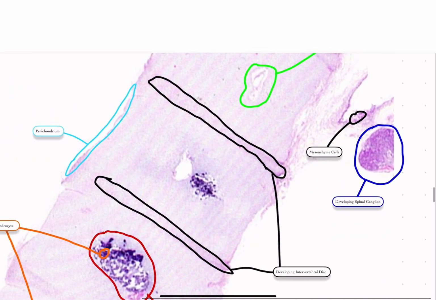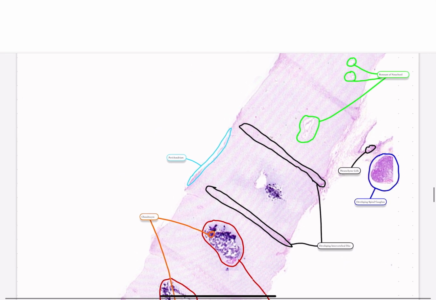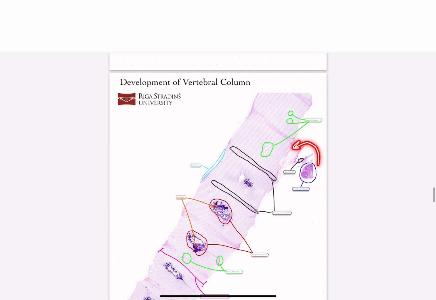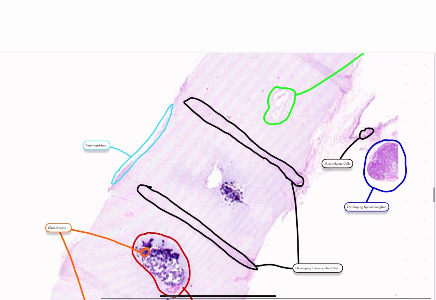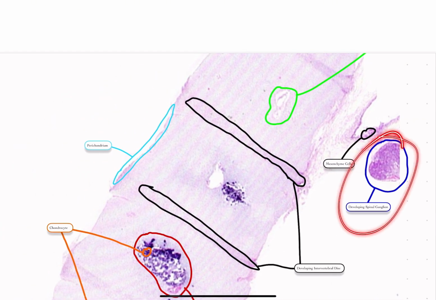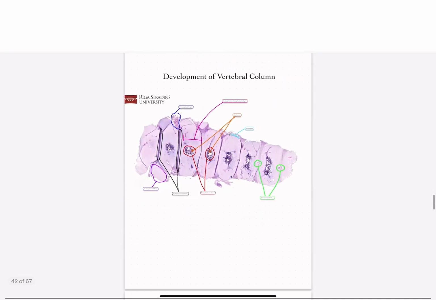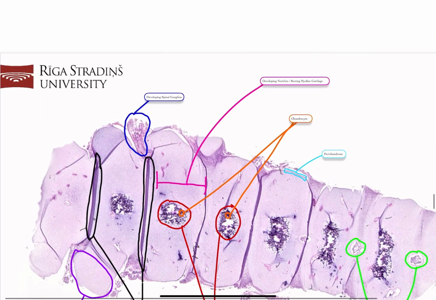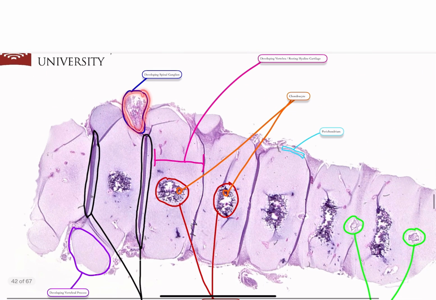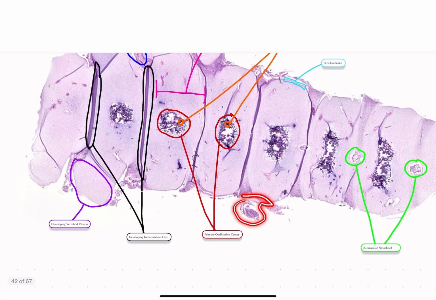We can also see it here. We don't see the lower half, but definitely if you see something that appears this round in shape and purple next to the vertebral column, 9 out of 10 times it's the developing spinal ganglion. You can also see it kind of here, just a little bit fragmented. This could also be it.